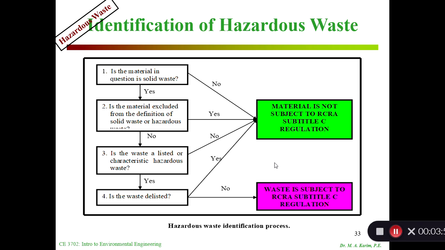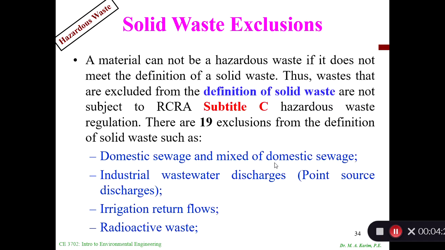If it is delisted, delisted means that it was on the list before, but based on new information, it has been taken off the list. So if it is delisted, then it is not hazardous. If it is not delisted, then definitely it is a waste subject to RCRA Subtitle C regulation. Subtitle C means hazardous waste. So this is the flowchart we can use to identify a hazardous waste.